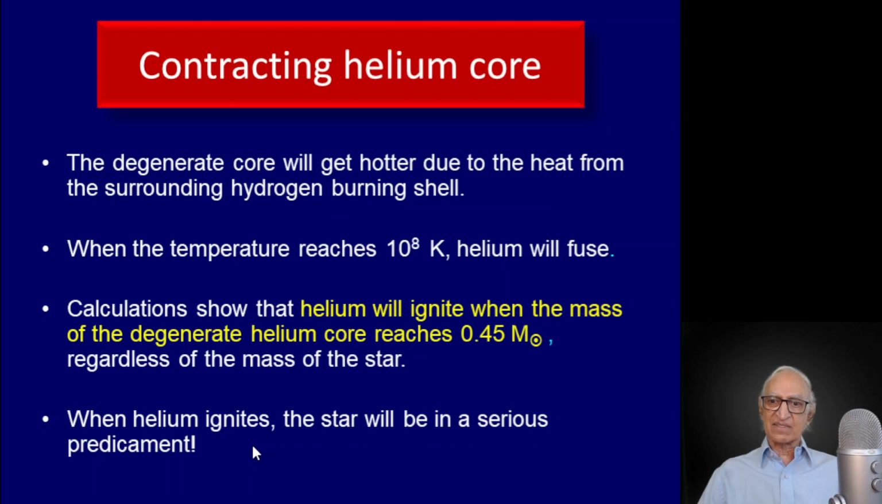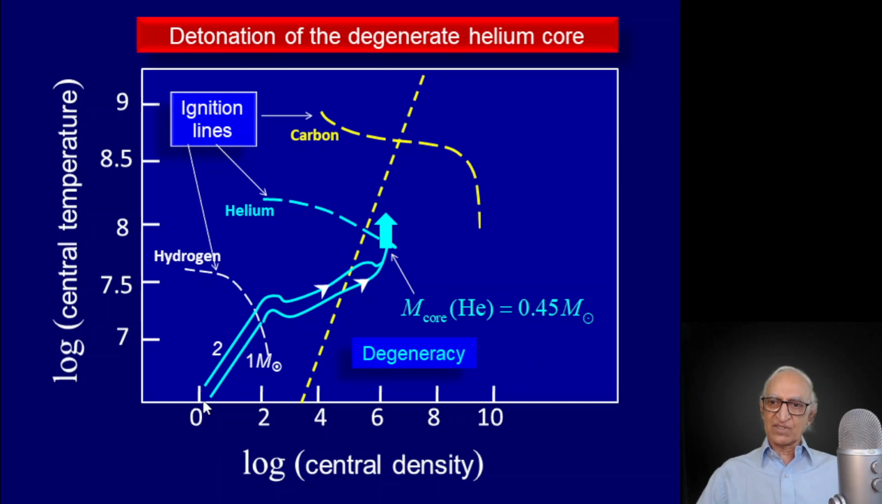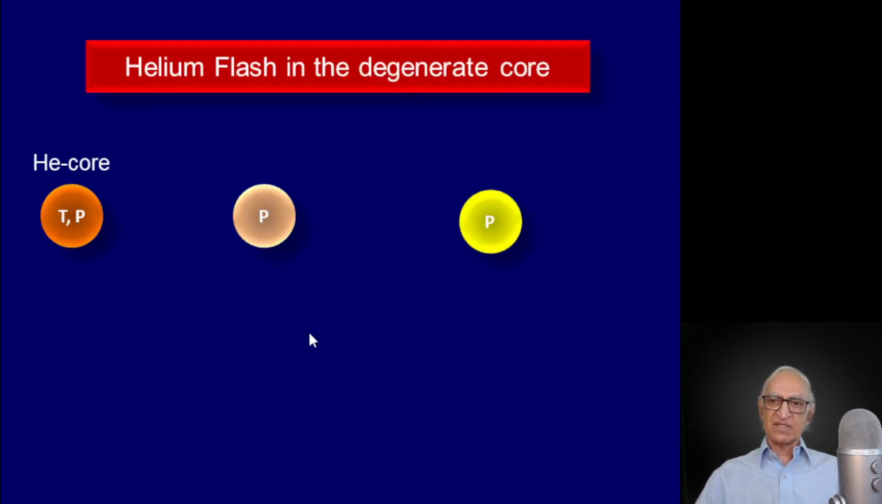When the helium ignites, the star is in a serious predicament. Why? So here is a star. This is again a log temperature versus log density plot. The helium core, the density was increasing. It remained classical, but then it crossed the danger line and it became quantum mechanical, which is to the right of this dashed line. And there, at that density and temperature, helium ignites to form carbon, and all hell breaks loose. Why? Let's remind ourselves of something that I said much earlier.